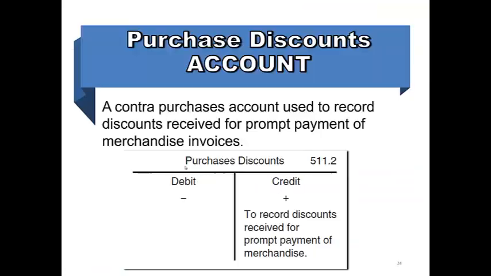Next we have the purchase discounts account. Now this is where all the cash discounts are entered for early payment. Remember the $210 net 30. The 2% would go in the purchase discounts account, and it's going to go on the credit side because it is also a contra cost account. So it's going to have an opposite normal balance as the purchases account.